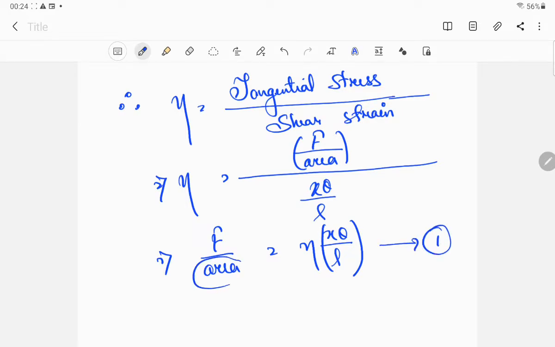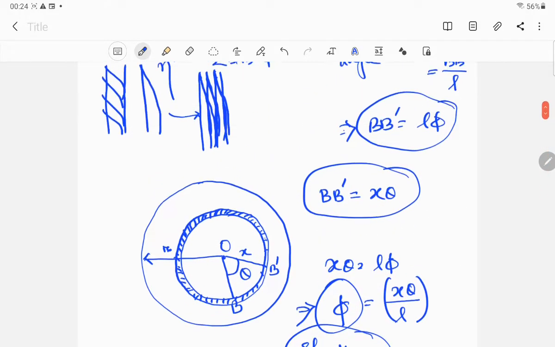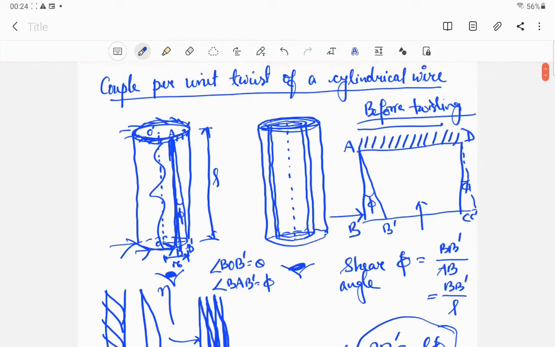Now we are more concerned about the area. Remember that we are not talking about the whole cylinder now. We are talking about only this imaginary cylinder which is coaxial, of radius x and thickness dx. The twisting couple, that is the moment of the tangential force, is acting on the lower cross section.